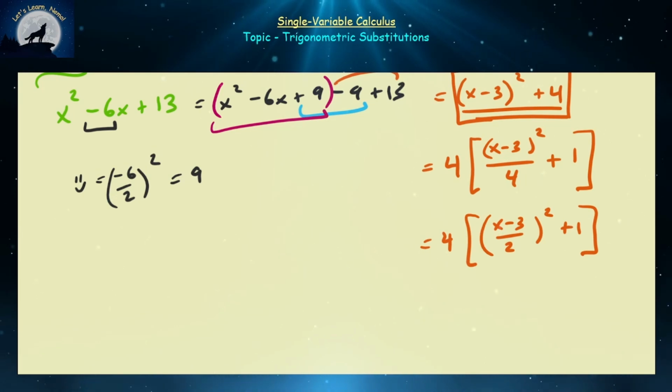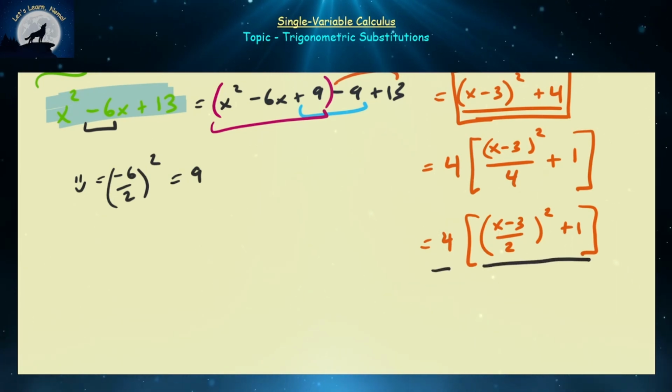So this thing that was underneath the square root, x squared minus 6x plus 13, has now been represented as 4 times something squared plus 1. So what does this something squared plus 1 remind us of? Well, it kind of looks like tangent squared theta plus 1, which then gives us, oh, I can use a trigonometric substitution on this, and hopefully it turns out well.